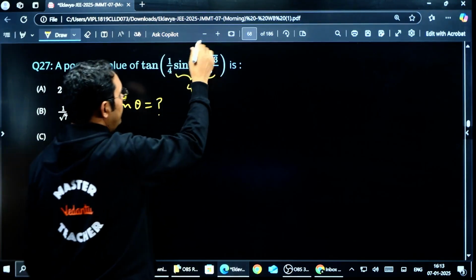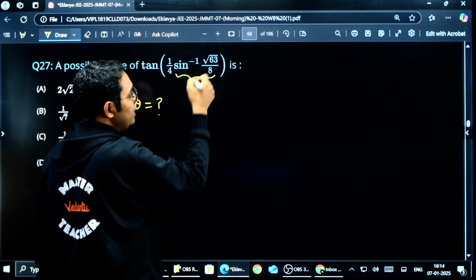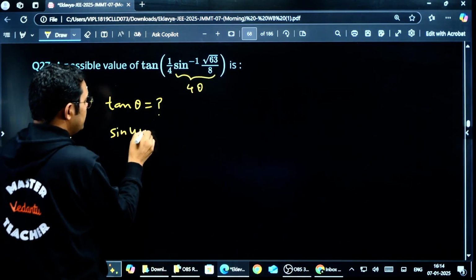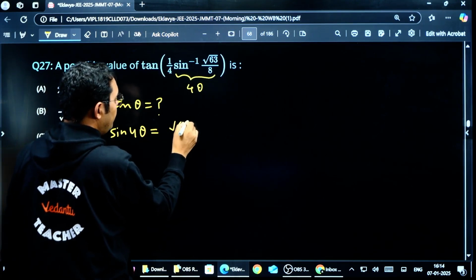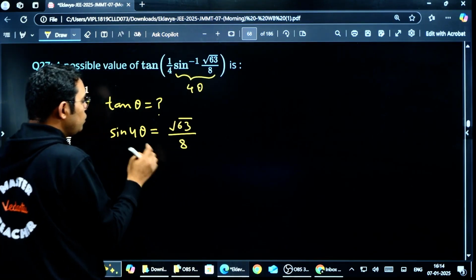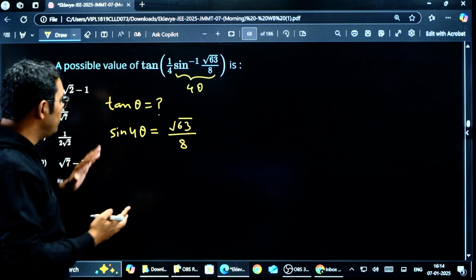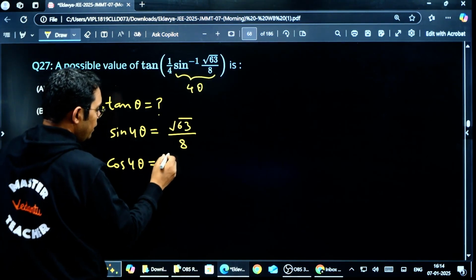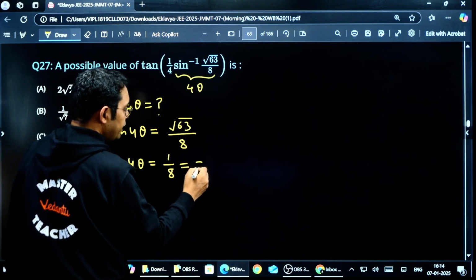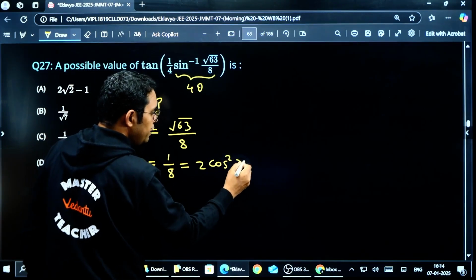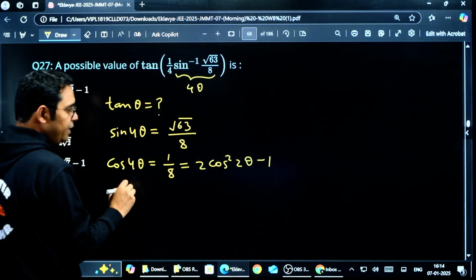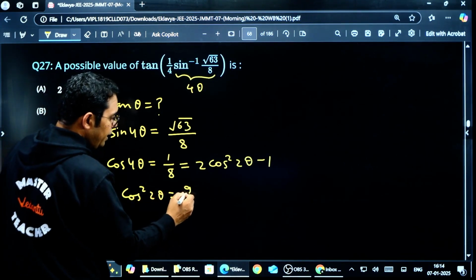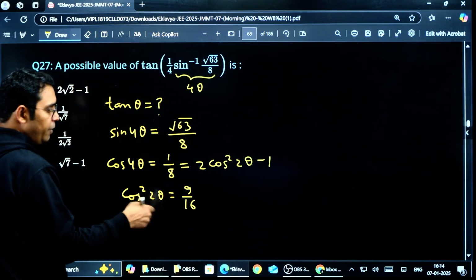If this sine inverse root 63 by 8 is 4 theta, I think I can say sine 4 theta is equal to root 63 upon 8. Now the best route to go from 4 theta to theta would be, first we convert this into cos 4 theta, which will be 1 upon 8. And cos 4 theta can be written as 2 cos square 2 theta minus 1. 1 will come this side, and hence this will give you cos square 2 theta to be equal to, I think, 9 upon 16. 9 upon 8 by 2, 9 upon 16.